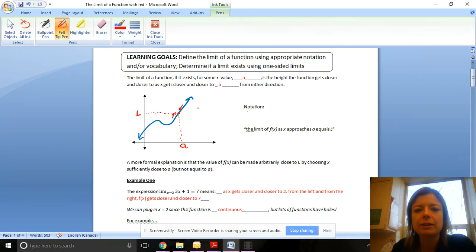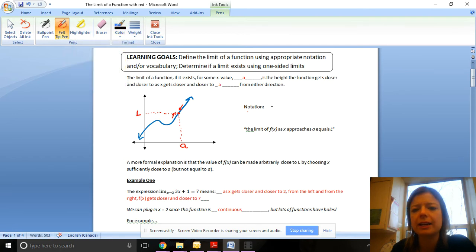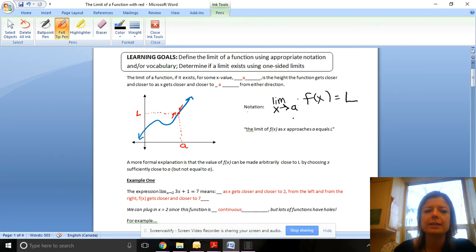Okay, so the notation here is the limit. We say lim, the limit as x approaches a of f at x is equal to whatever it is. We'll call it uppercase L for now. So this is the limit of f at x as x approaches a equals L. That's how we would say it in words.